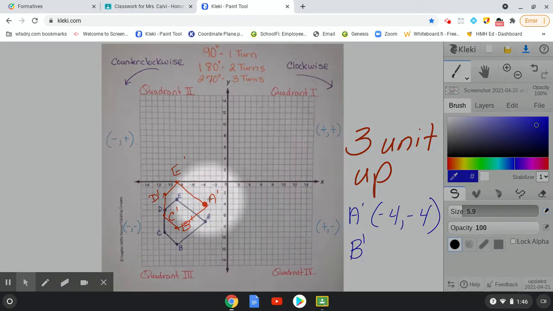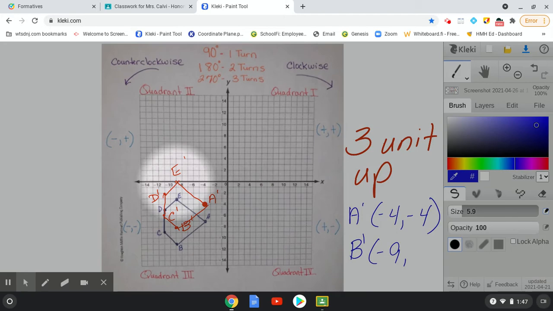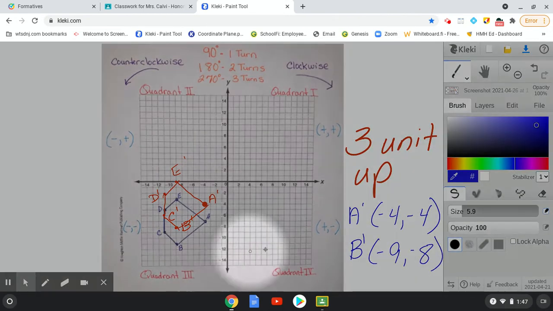Then I would go to my B prime. I would do the same thing. I would start at my origin. I am going to go left to -1, -2, -3, -4, -5, -6, -7, -8, -9. So -9. And then I would go down, going down is negative. That would be -8. Okay, and you would continue on with the other points, all right?